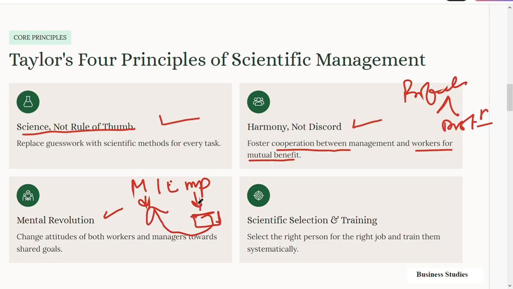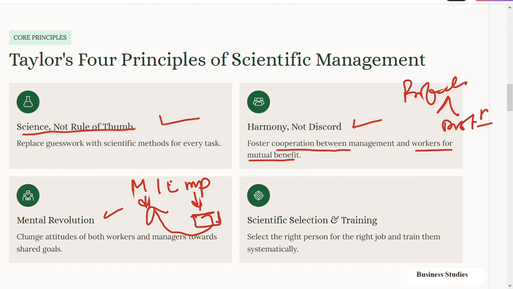So this mindset should be changed. Why so? Because both parties are an integral part of the business. Unless and until we have employees, we cannot manufacture or generate the services, and unless management is there, we don't have the capital to be invested, or even the mental things like strategy, the policy, etc. So both parties are an integral part of the business.